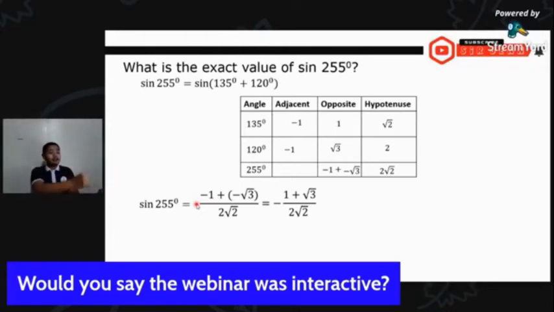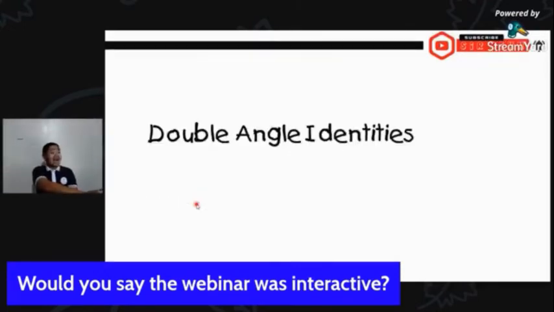Rationalize that one. So multiply the numerator and the denominator by square root of 2 over square root of 2, and we will get negative square root of 6 plus square root of 2 all over 4. Let us now proceed to the double angle identities.